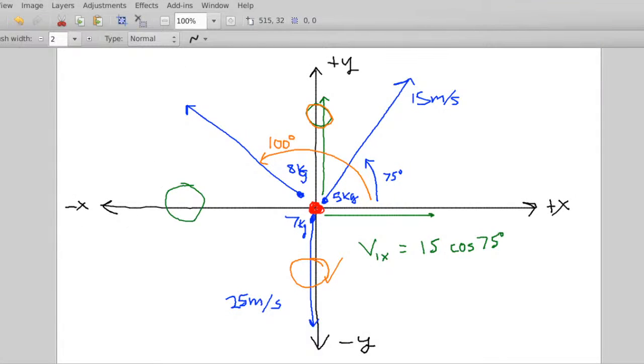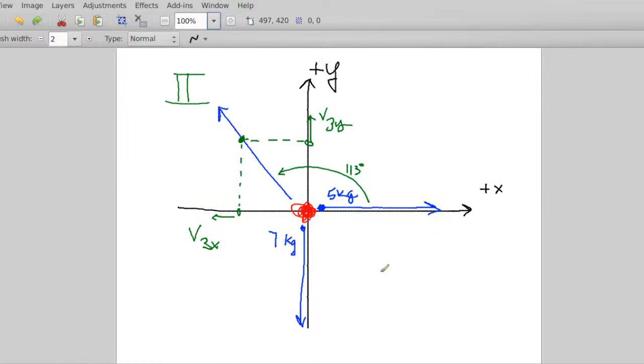If I go back to the very first one here, let me switch. There we go. Where you had the 5 kilogram along the plus x and the 7 kilogram along the negative y, it's so obvious that the 8 kilogram must be traveling in quadrant 2 to balance the two. All right.